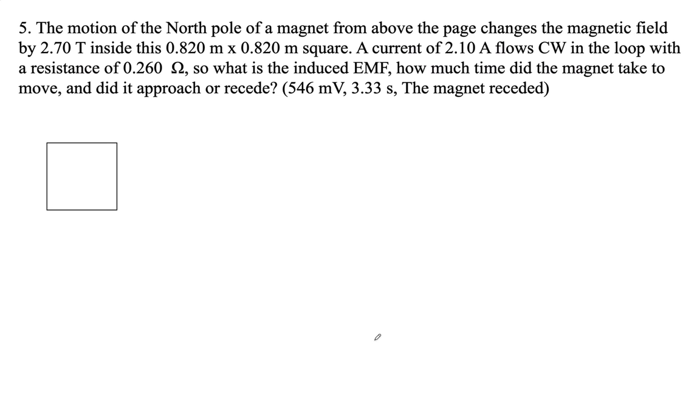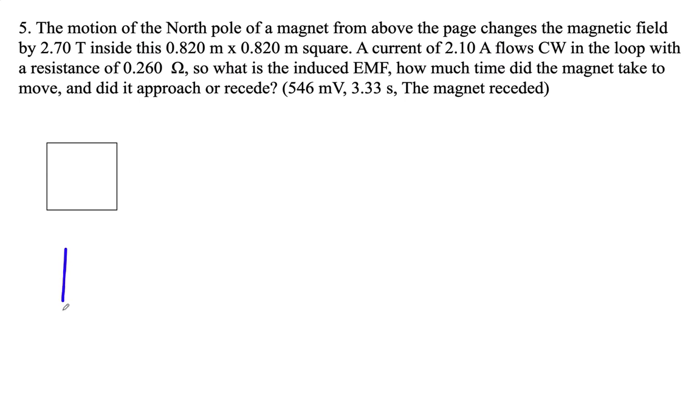All right, the motion of a North Pole magnet from above the page changes the magnetic field by 2.7 teslas inside this square. A current flows clockwise in the loop. Ooh, clockwise. Okay. Let's look at the direction of this.